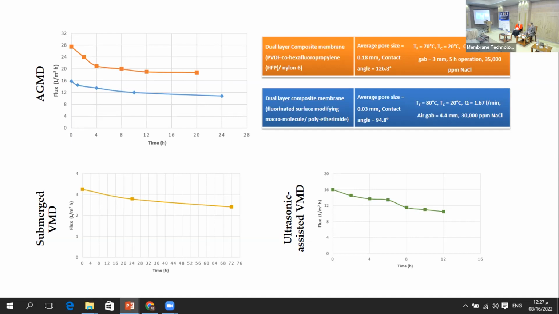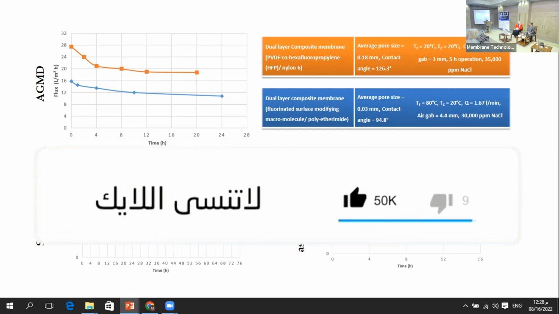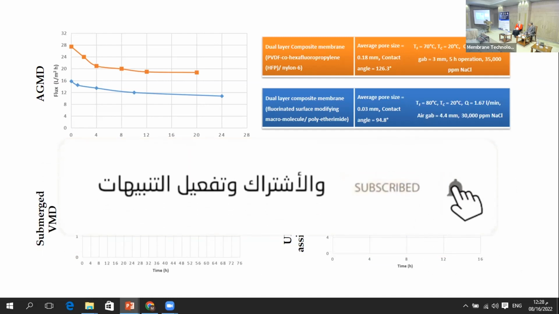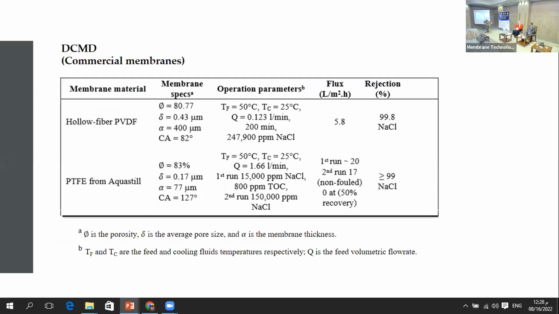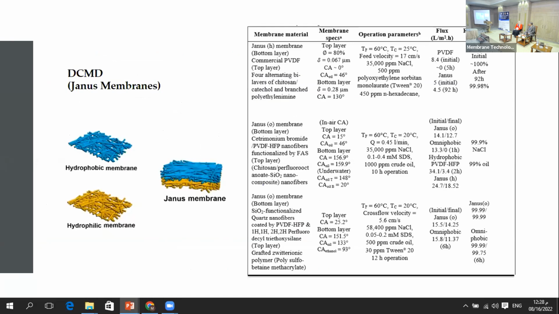The initial flux is enhanced, but as you can see, fouling also started to appear. Fouling is directly proportional to the amount of flux that passes through the membrane, because more materials are drawn to the membrane, so it is more likely to be fouled. As you can see, different materials are available: the conventional membranes, the hydrophobic and the omniphobic materials have been used, and of course the Janus membranes, the most recent, most common materials.